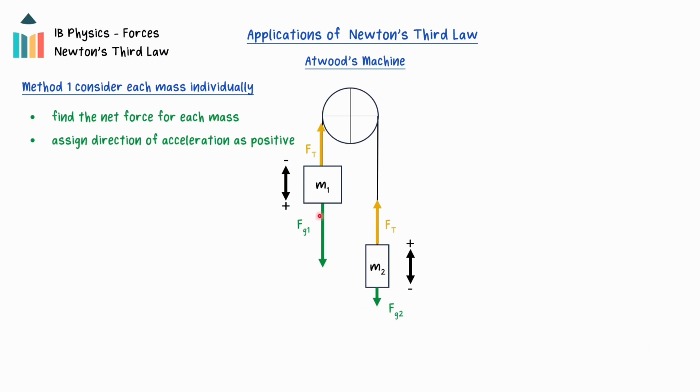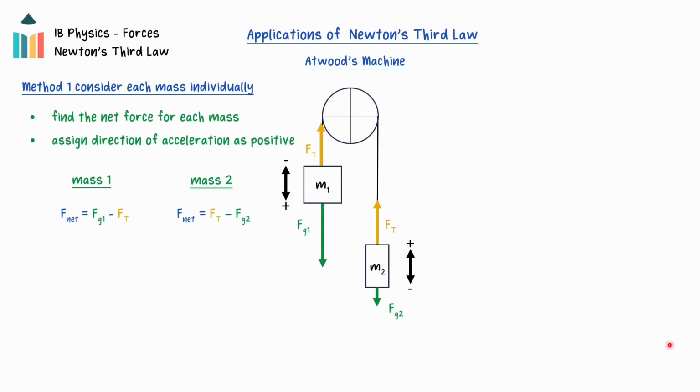So if we assume mass 1 will accelerate downwards, we can set down as the positive direction for this motion. This means mass 2 will accelerate upwards, so we should assign the positive direction for mass 2 as upwards. If we think about the motion, both masses are accelerating in a positive direction. Using this sign convention, the net force acting on each mass can be found.